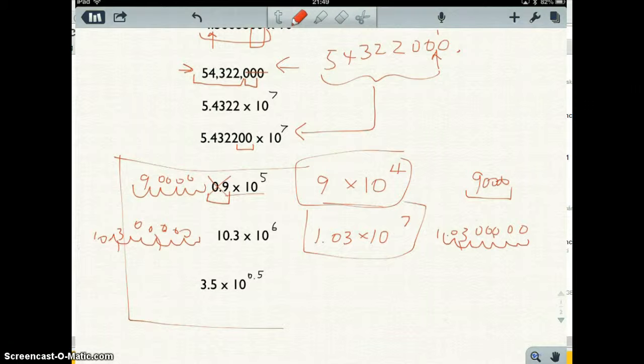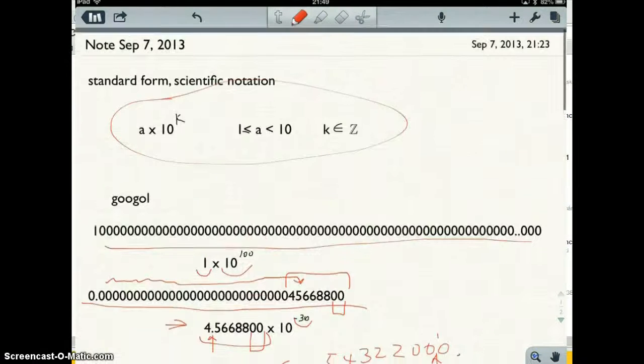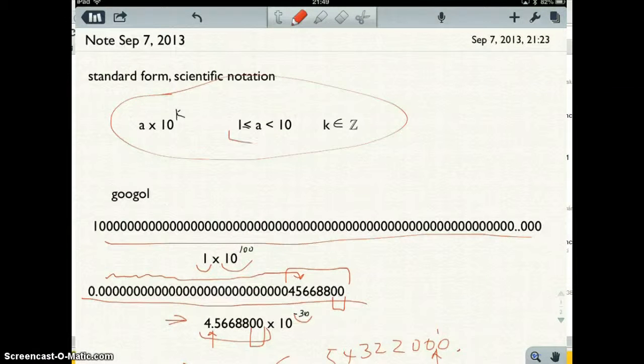And this is also not standard form because the exponent is not an integer. This would be a big mess, so I'm not going to show you what the right way to write that is. But these are all 3 examples of what not to do for standard form, because you need to respect the rules here at the top. a needs to be greater than or equal to 1 and less than 10, and k has to be an integer.